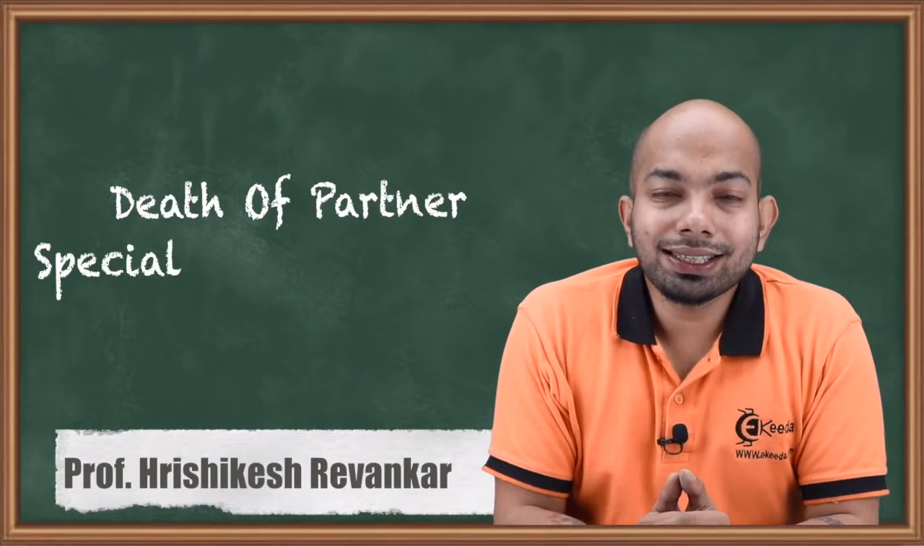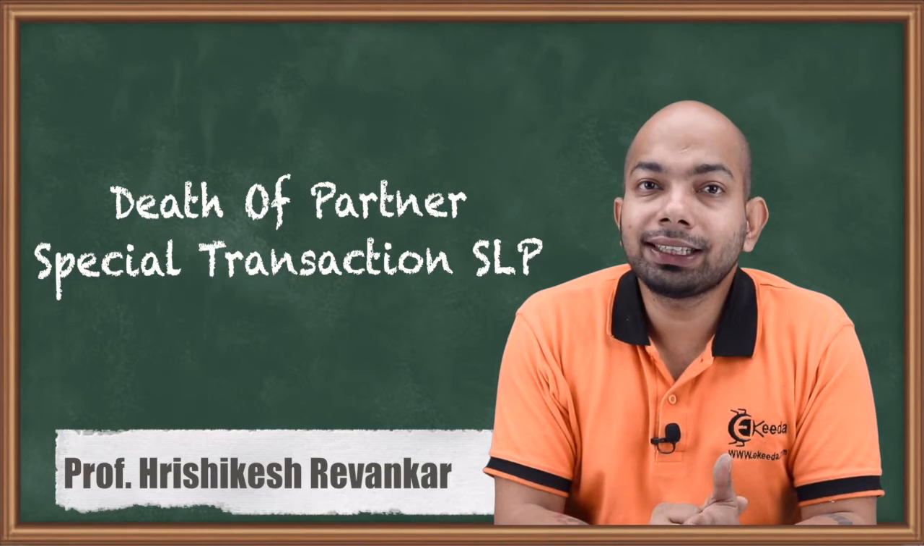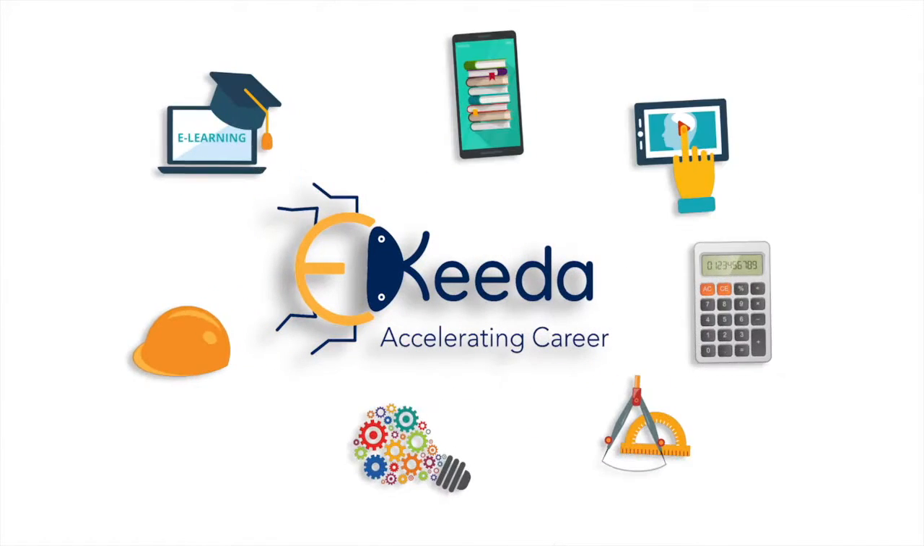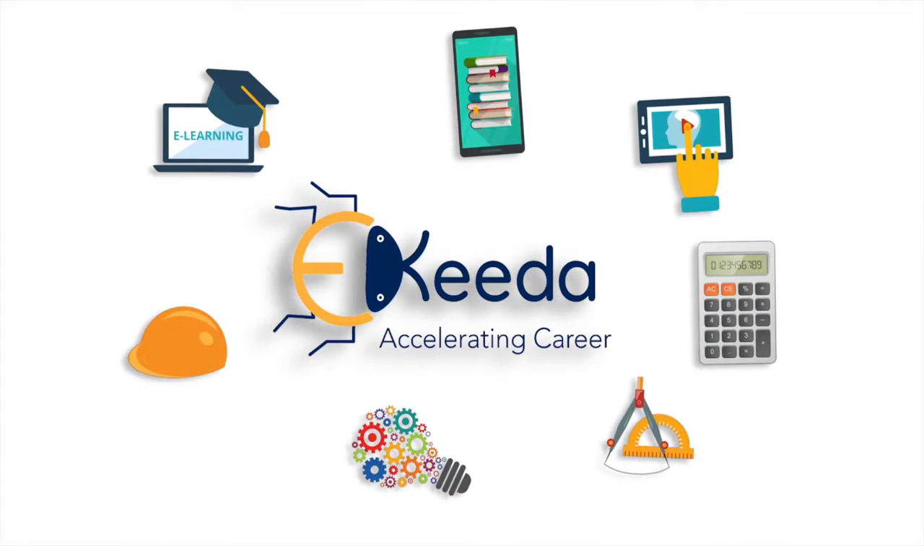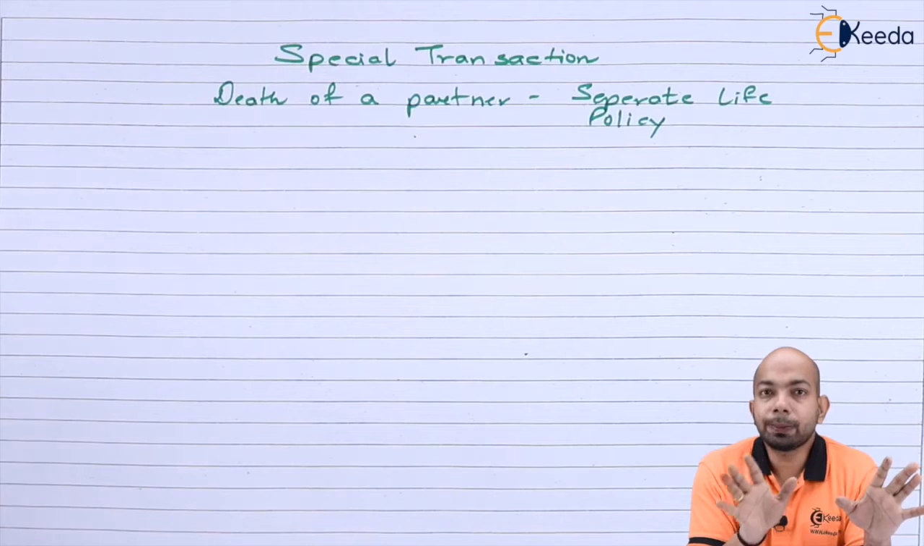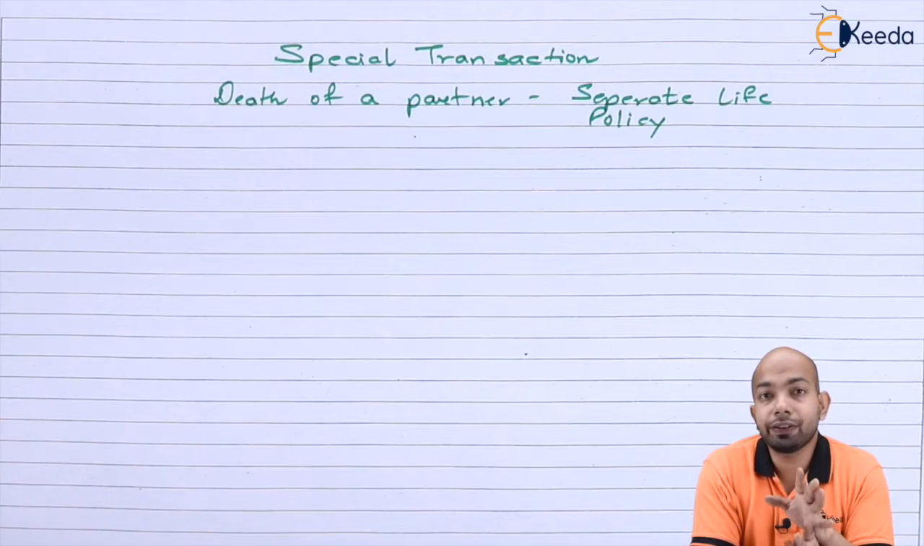Hello friends, we'll be discussing certain details about the treatment that is supposed to be given for a separate life policy in the case of the death of a partner. Now, joint life policy is one scenario, but this separate life policy is an individual policy taken for every partner.